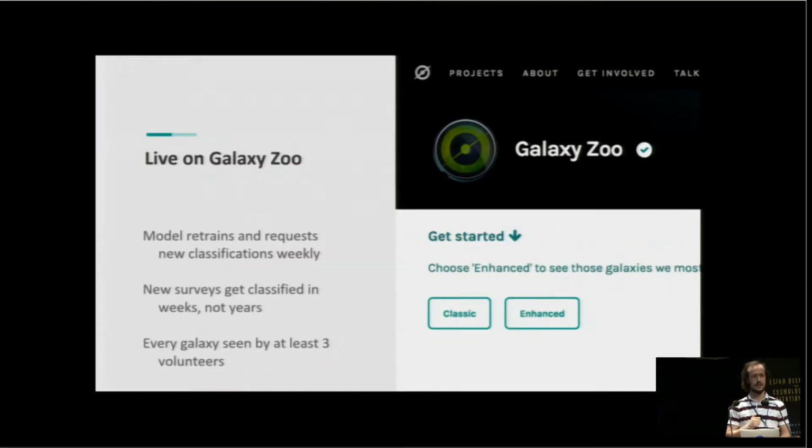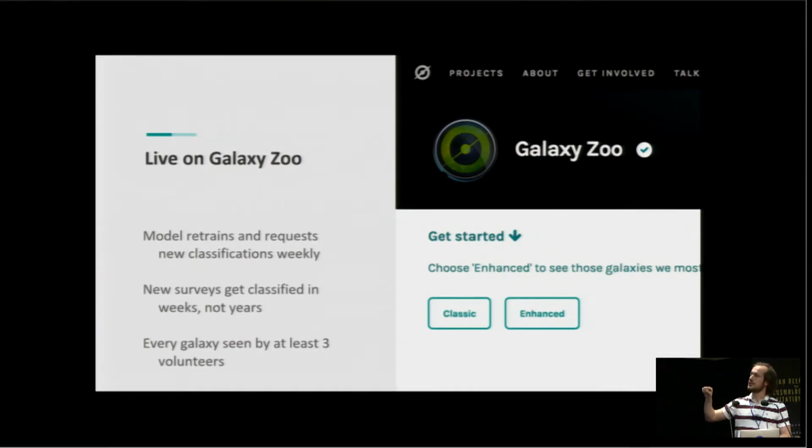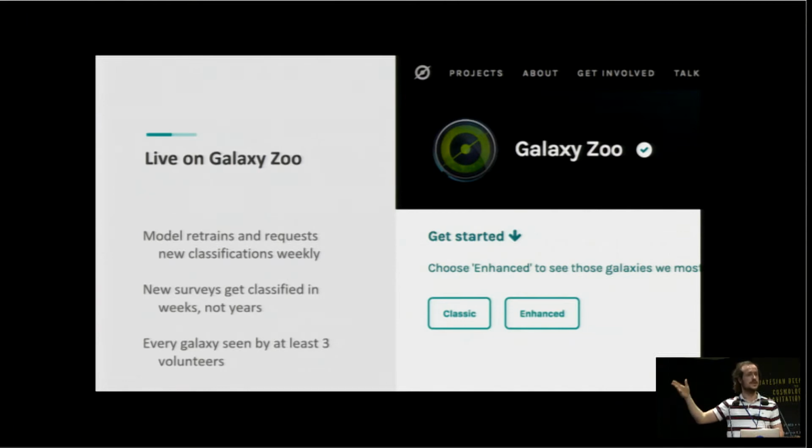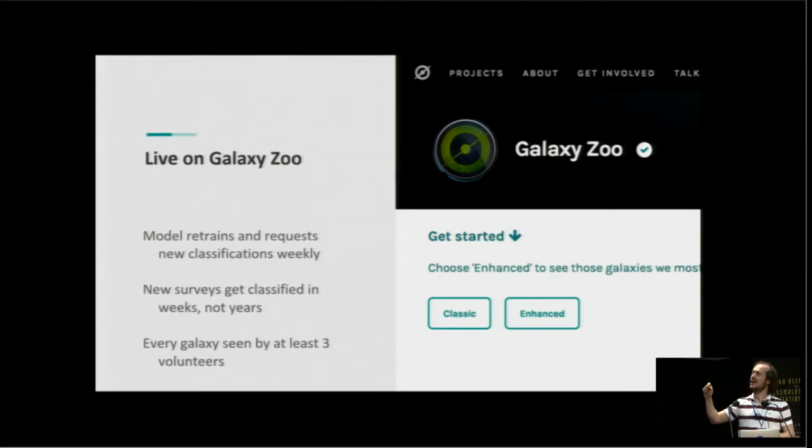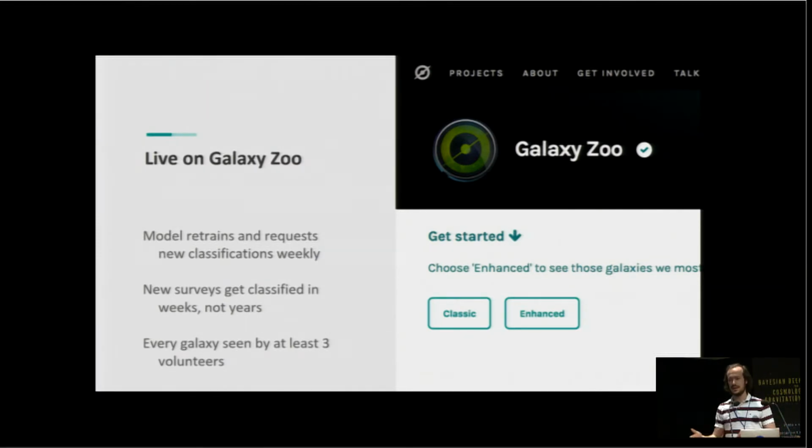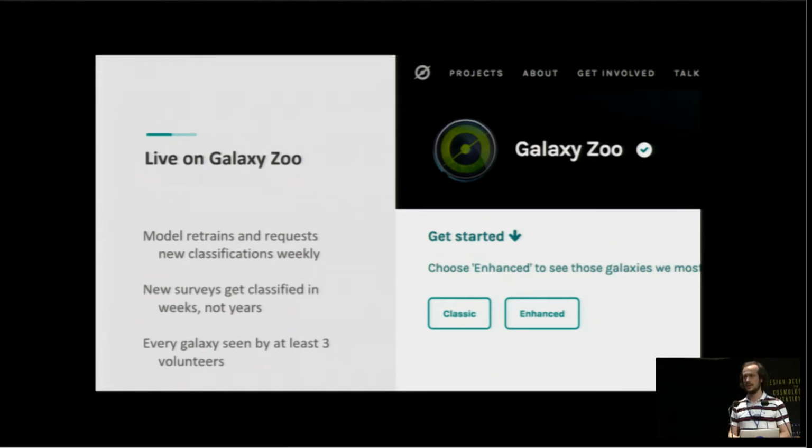So I'm really happy to say that as of a few months ago, this is live on Galaxy Zoo. So if you go to galaxyzoo.org, this is what you'll see. And if you choose our sort of enhanced version, which most people do, about 95% of people do, they like the word enhanced, I guess, then the galaxies you see will be chosen for you by a Bayesian convolutional neural network using the mutual information to choose which galaxies it will find helpful. I'm really curious to see how this pans out.